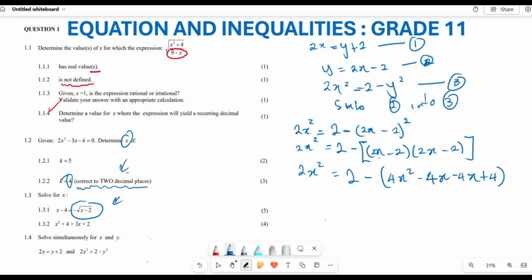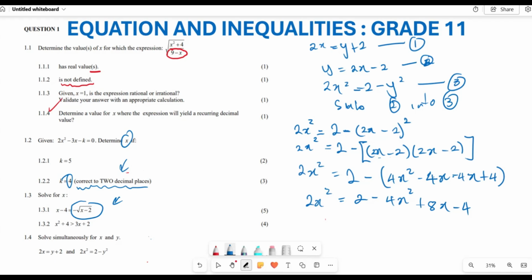Are you fine? And now from here, we are going to collect like terms, but we are also going to multiply by the negative outside. So which means this is same as 2x squared equals 2 subtract now, this is same as 4x squared. Then negative and negative, this gives you negative 8. Now, negative 8 multiplied by this is same as positive 8x. The negative multiplied by positive 4 is going to be same as what? Which is going to be same as this.